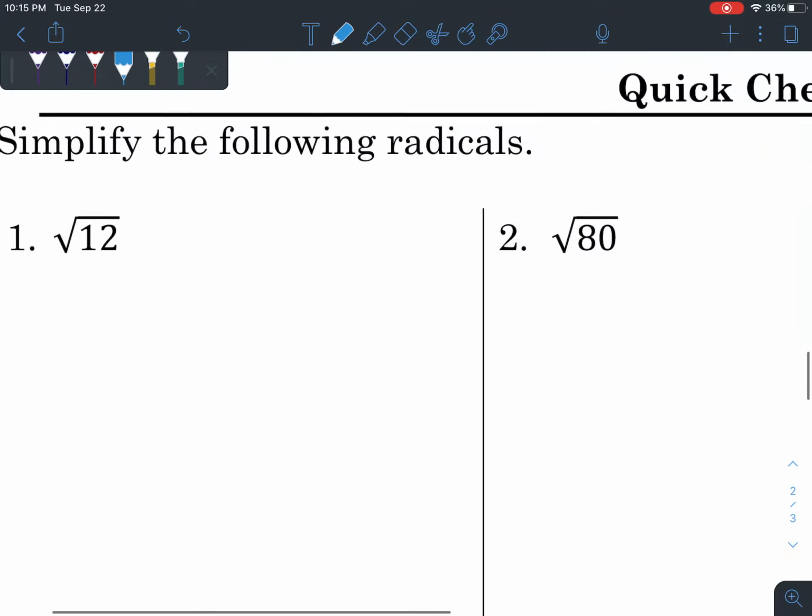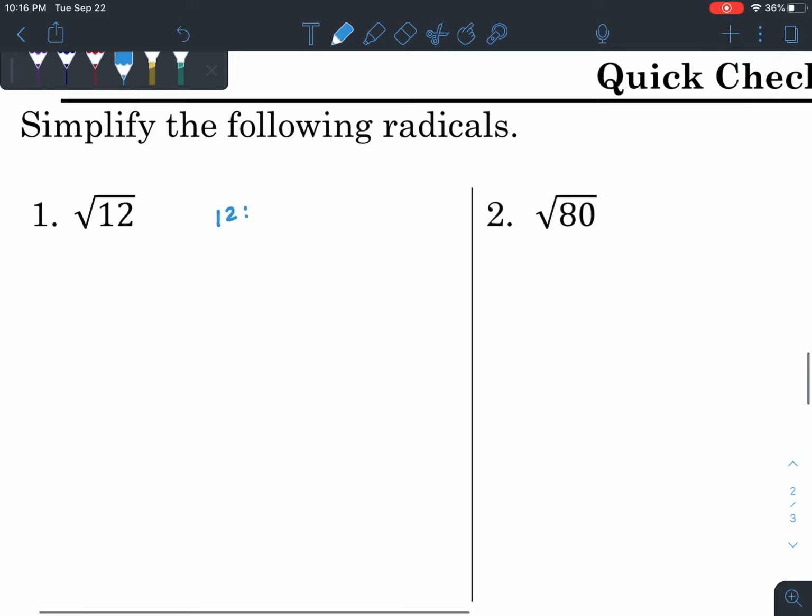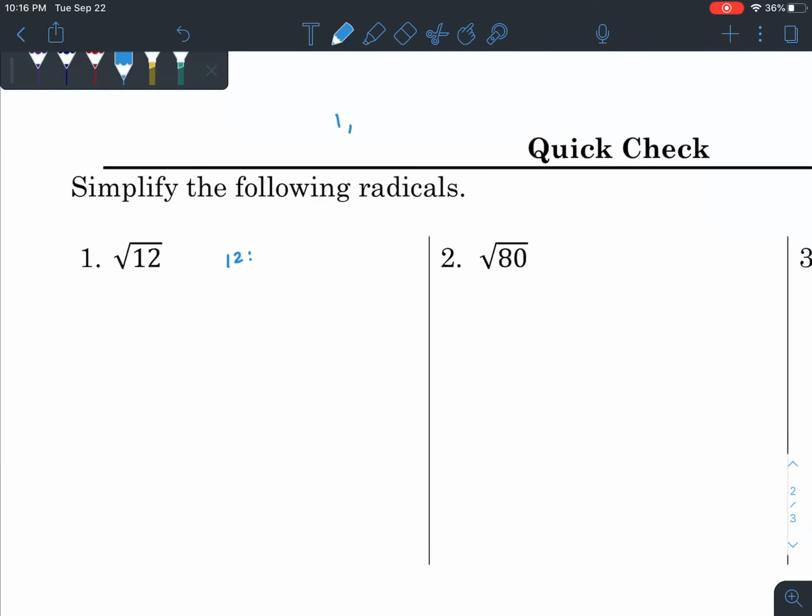Okay, let's take a look at 12. So thinking about 12 as a number, it has multiple factors. I'm going to put the perfect squares up at the top here. 1, 4, 9, 16, 25, 36, 49, I always forget 49, 64, and so on. And if we need more, we'll keep going.